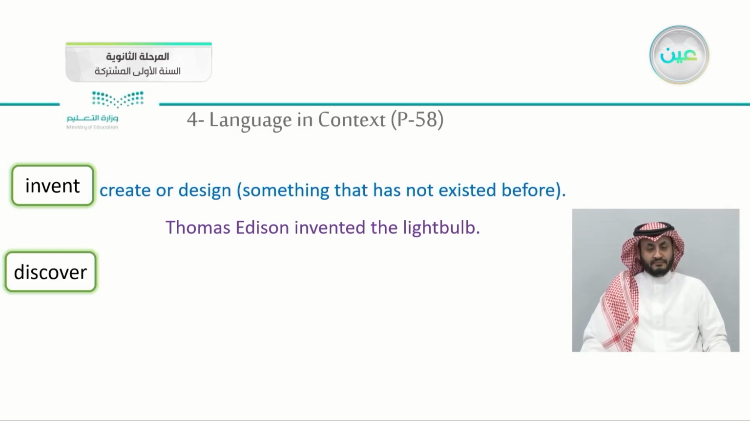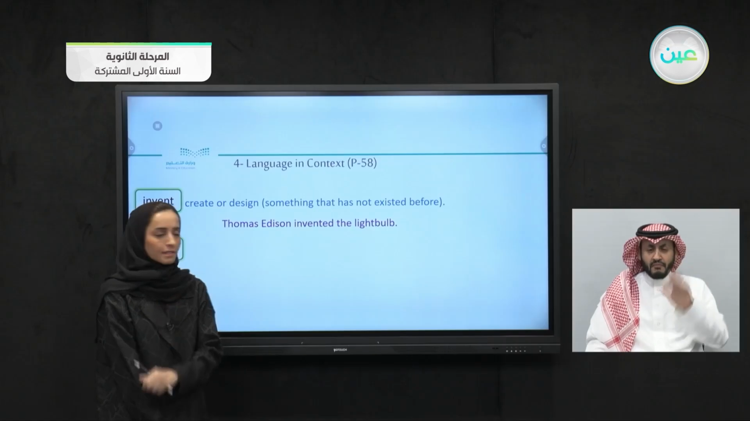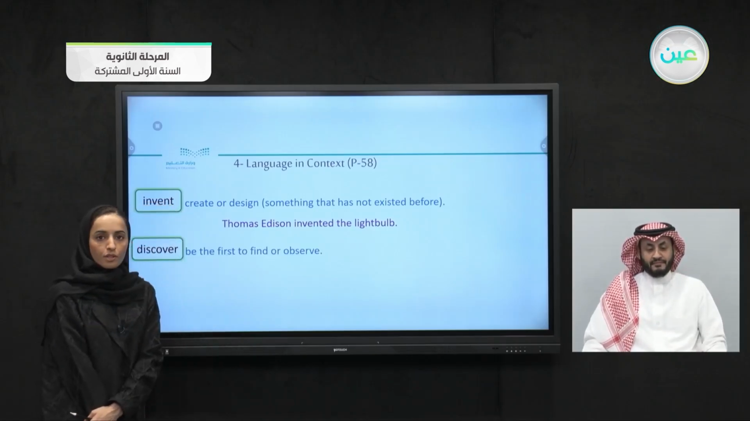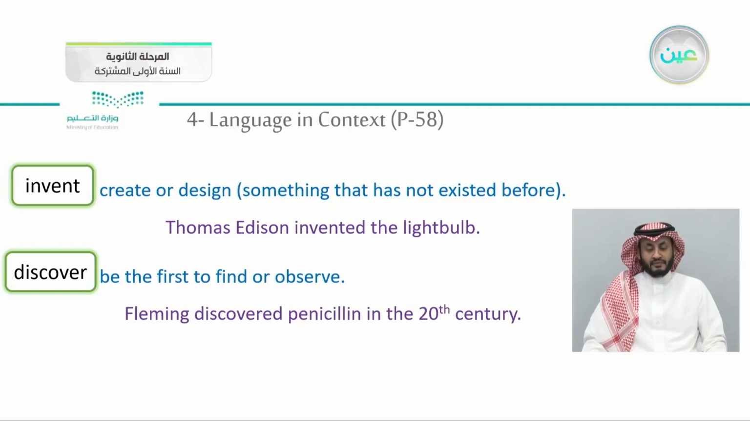Also, we came up with the idea of discover. What is the difference between to discover and to invent? To discover is to find something. It is there. No one knows about it, then you will find it. So, to be the first to find or observe. Fleming discovered the penicillin in the 20th century. The penicillin was there. However, no one knew anything about it, and he found it. He discovered it.